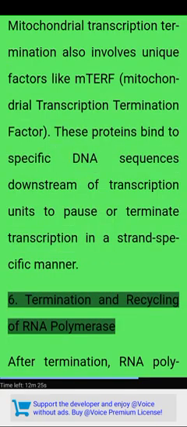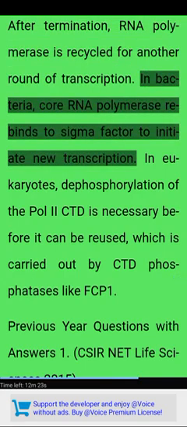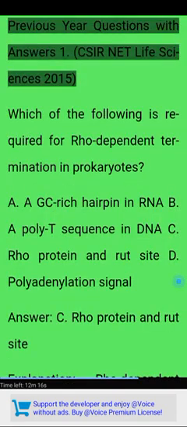6. Termination and recycling of RNA polymerase. After termination, RNA polymerase is recycled for another round of transcription. In bacteria, core RNA polymerase rebinds to sigma factor to initiate new transcription. In eukaryotes, dephosphorylation of the Pol II CTD is necessary before it can be reused, which is carried out by CTD phosphatases like FCP1.